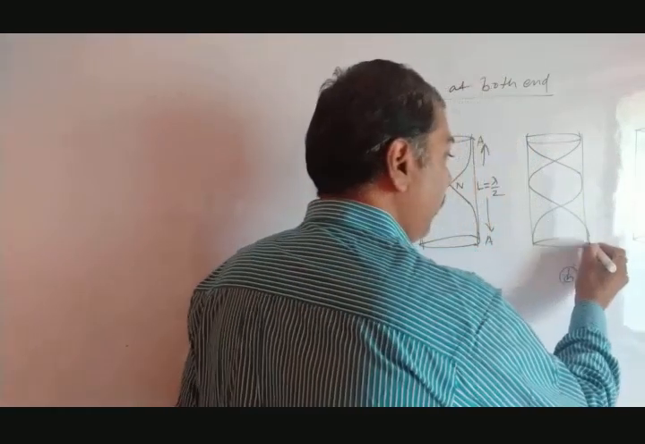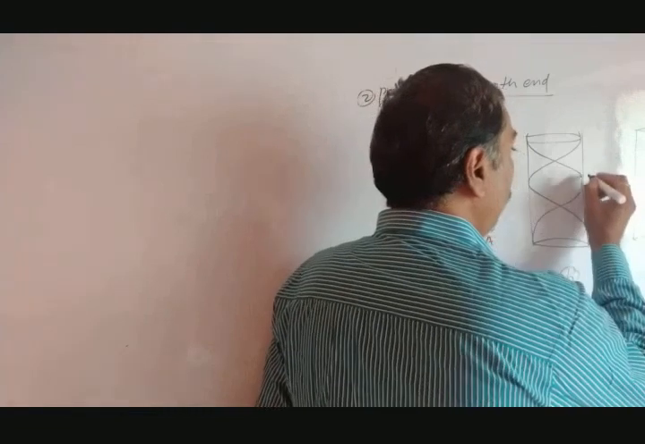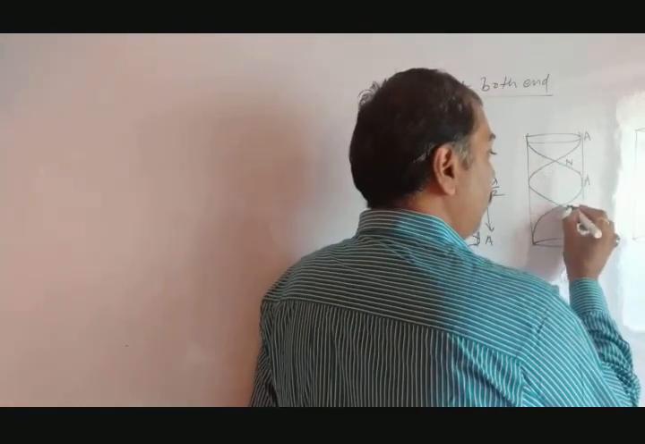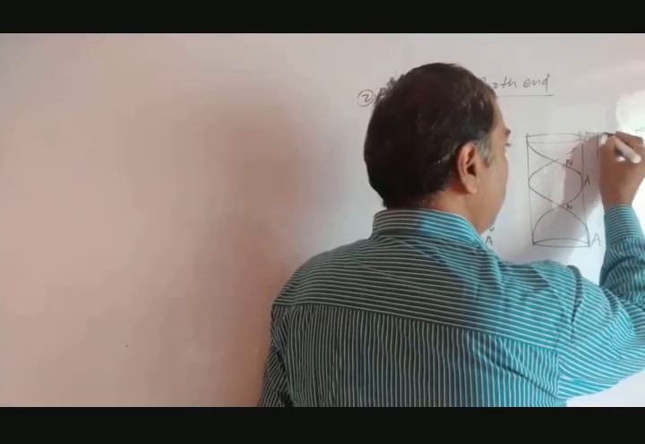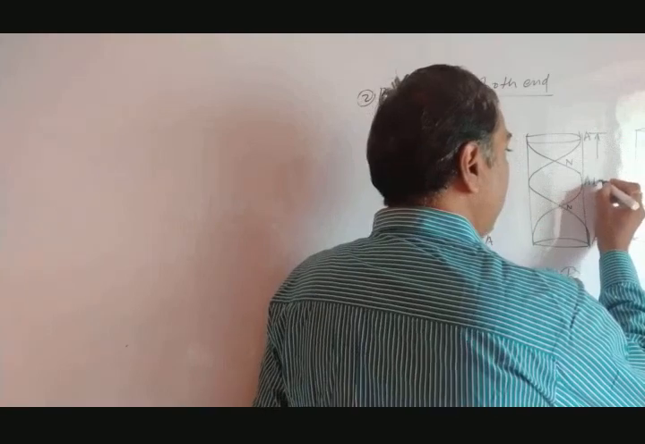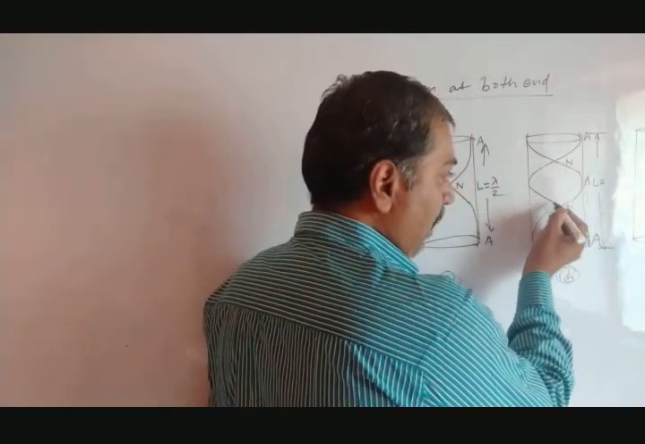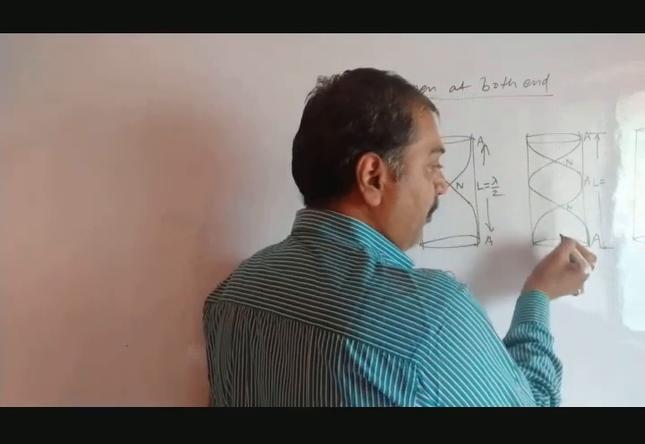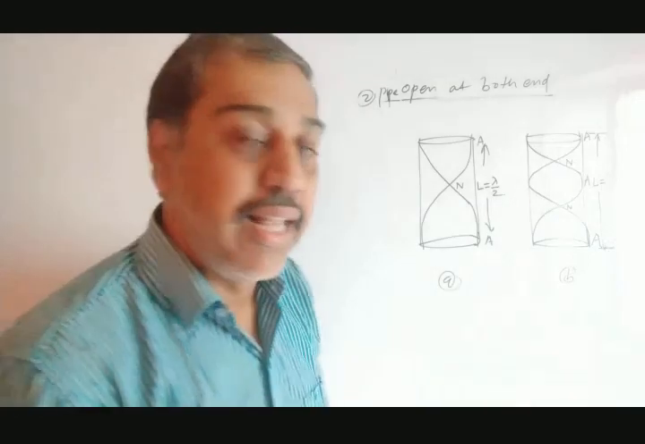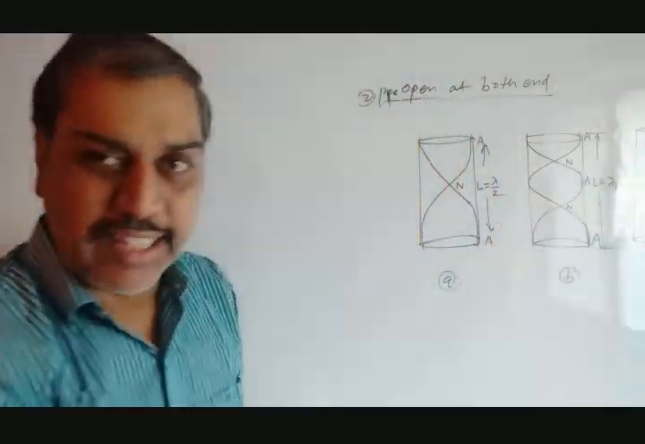So this is the second figure. Three antinodes, 1, 2, 3 antinodes, and 2 nodes. What is the length now? This length must be what? It is L equal to, see, this is lambda by 2, half part. And this lambda by 4 is lambda by 2. Lambda by 2 plus lambda by 2, it is lambda. So L equal to lambda 1. It is 1 for second diagram.